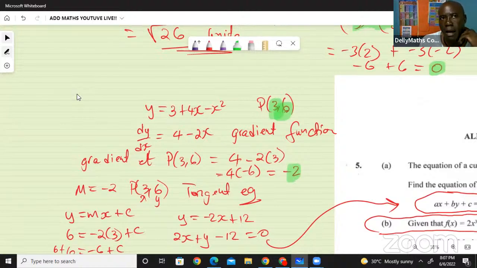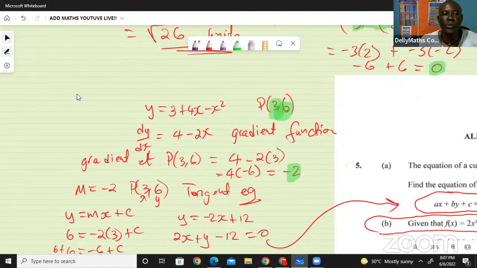Whenever they ask about gradient, remember that the derivative is your gradient function. When you differentiate, you're finding a function that can help you find the gradient at any point on the graph. That's what you actually find.